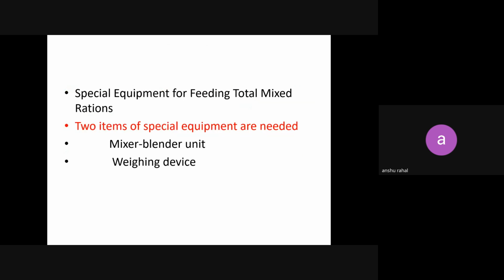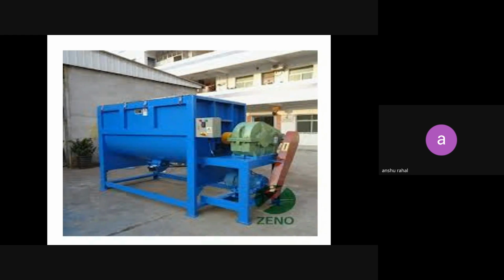But there are some advantages and disadvantages also, like if the animal is a very heavy milk yielder, in such cases that animal may be at a loss because its nutritional requirement may be high and you may be giving less amount of nutrients to that animal. Then there are special equipments for feeding the total mixed ration, and the most important which you should have at your farm are the mixer blender unit and the weighing balance.